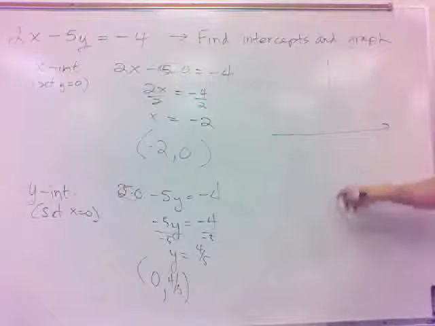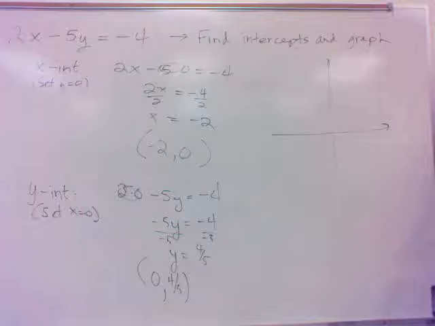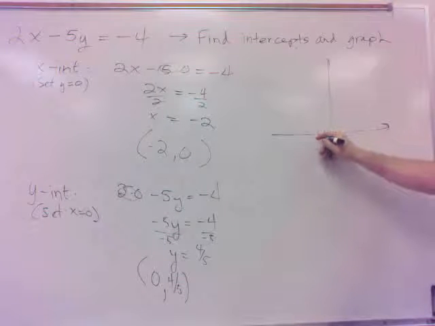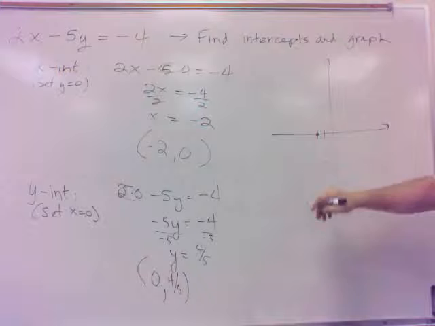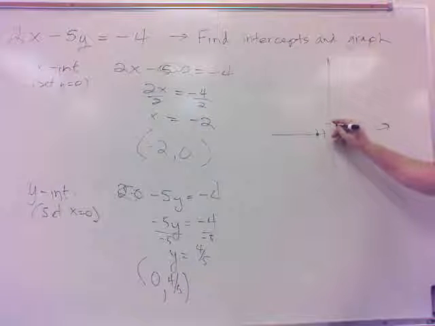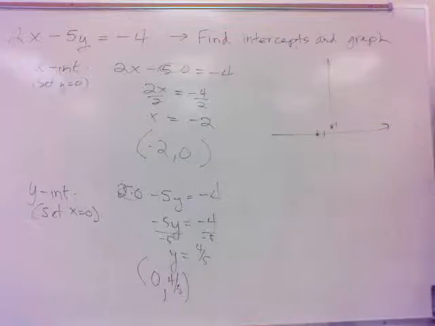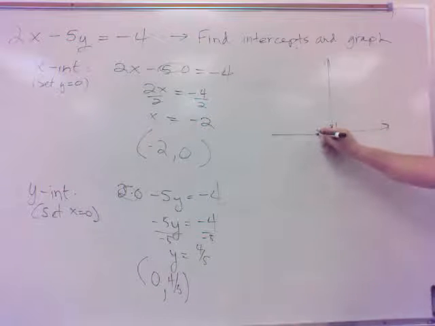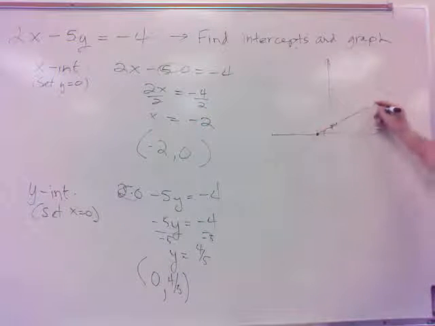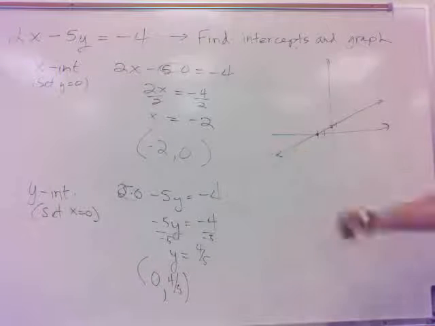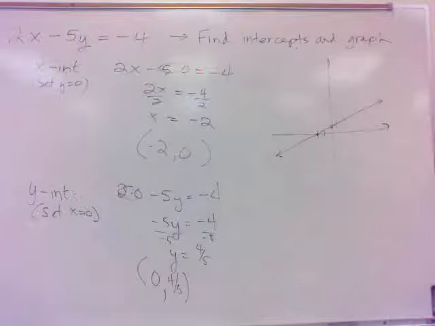So let's graph our equation now, because I have 2 points. Negative 2, 0, and 0, 4/5. That's 1, then 4/5, 0.8. It's right about there. Graph those fractions. There's our line, 2 points. Got it. Okay?